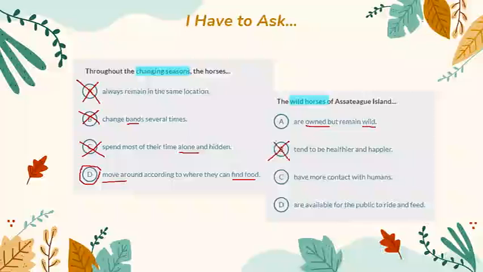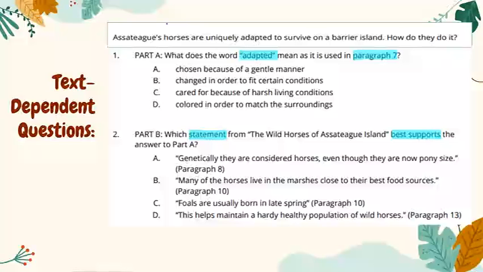And C, have more contact with humans. Well, they definitely do not have more contact with humans than domesticated horses. So I'm going to get rid of C as well. D, are available for the public to ride and feed. No, you have to stay 40 feet away from them at least. So it can't be D. So the answer is A, they're owned by people in the different states, Maryland and Virginia, but they are allowed to remain wild.